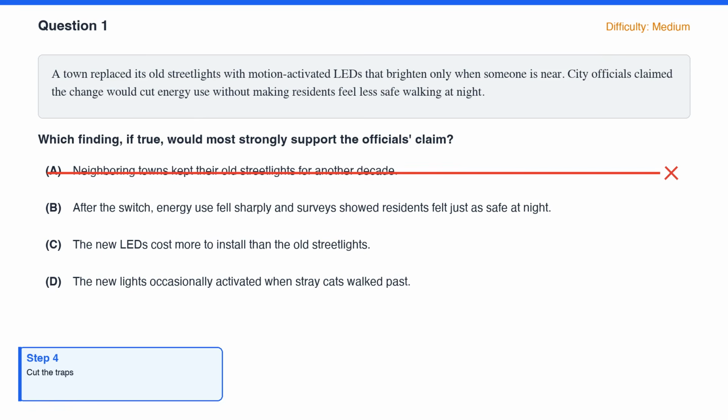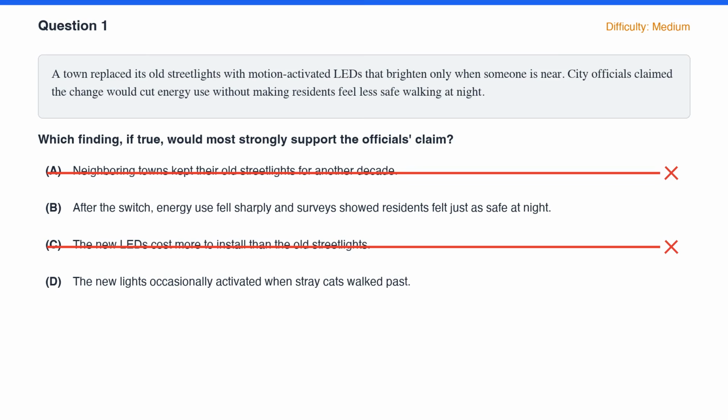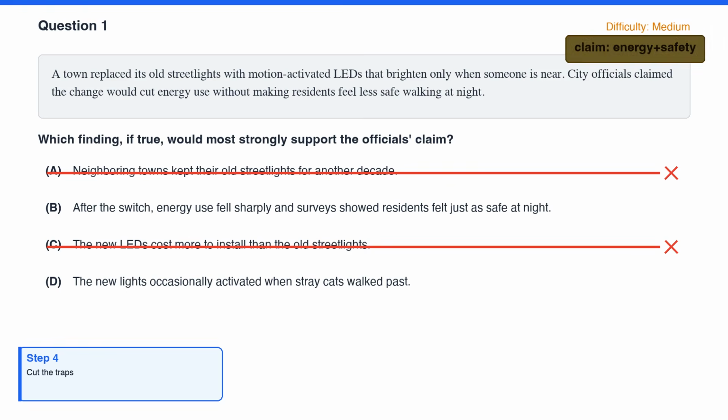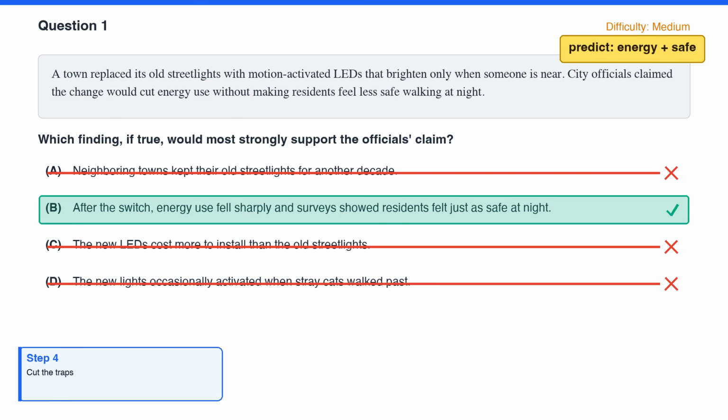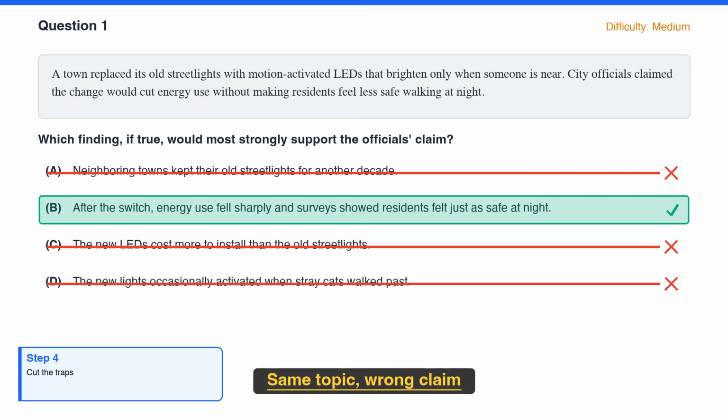Choice C, the new LEDs cost more to install. Install cost was never part of the claim. Tangential. Cross it. Choice D, the lights sometimes switched on for stray cats, a quirk that touches neither energy nor safety. Cross it. Choice B, energy use fell sharply and surveys showed residents felt just as safe. Both halves directly. That's our prediction. Answer B. See how A is the trap to name? It's true and on topic, but it tests other towns' choices, not the official's claim.